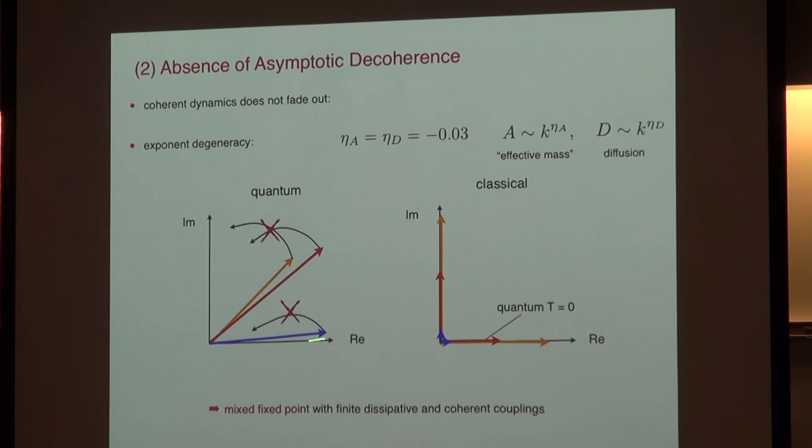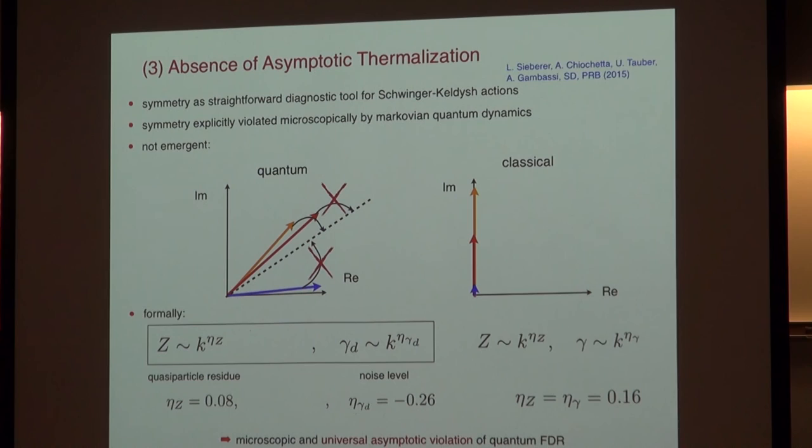And so this is an interesting instance where these couplings freeze in the complex plane, giving rise to this mixed fixed point with finite dissipative and coherent couplings at the same time. Moreover, we can see that this problem doesn't show asymptotic thermalization. So even at very large wavelengths, it keeps these non-equilibrium characteristics. This analysis can be done on the basis of the symmetry I was pointing out.